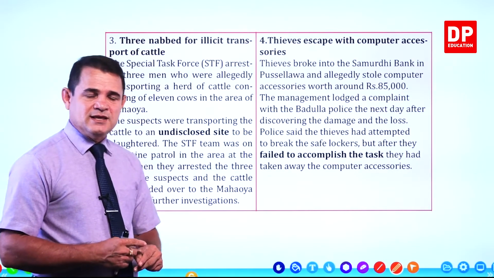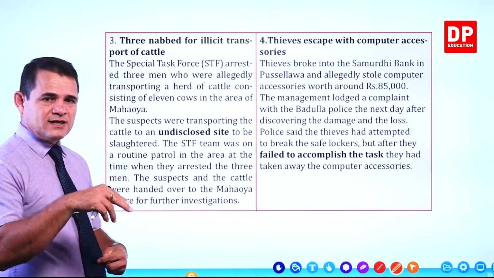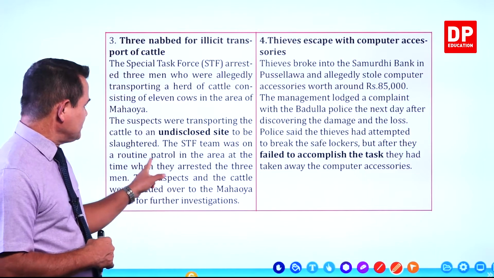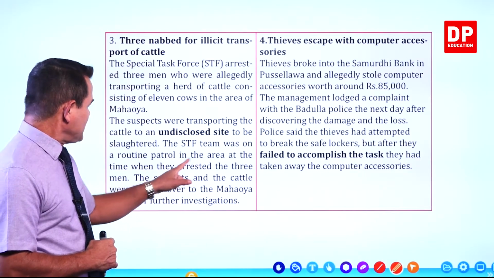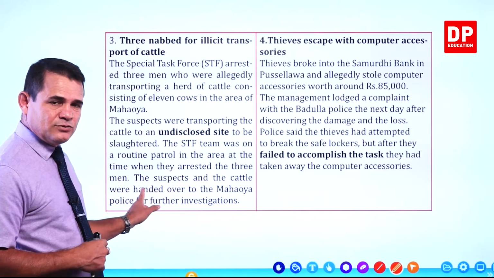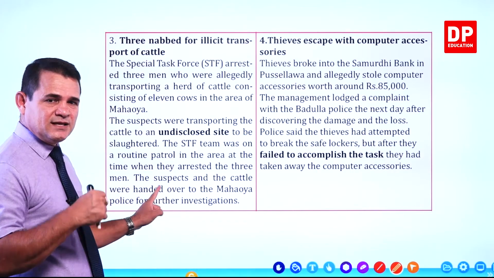Routine patrol in the area ප්‍රදේශයේ සාමාන්‍ය දෛනික patrol කියන්නේ දිනකට එහාට මෙහාට යනවා ආරක්ෂාවෙන්. ඒ වගේ එකක ඉඳලා තියෙන STF team එක at the time when they arrested the 3 men. ඒ 3 දෙනා අත්අඩංගුවට ගන්න අවස්ථාවේ ඒ වෙලාවේ මුර සංචාරයේ යෙදෙමින් ඉඳලා තියෙනවා.